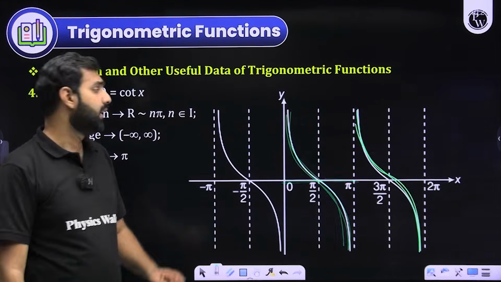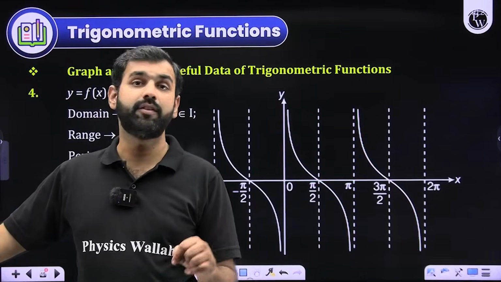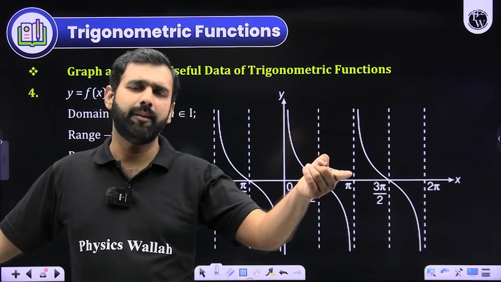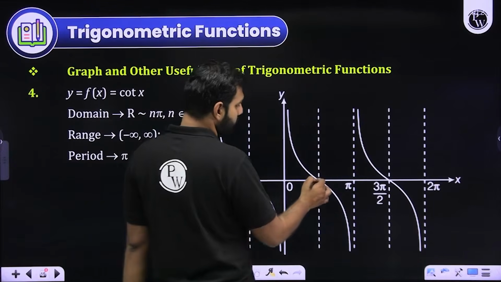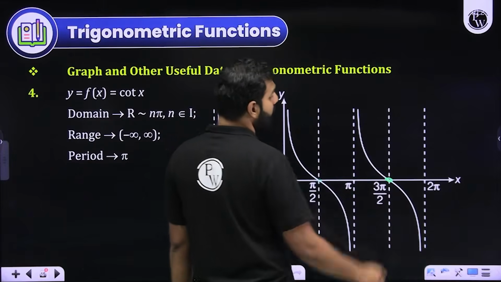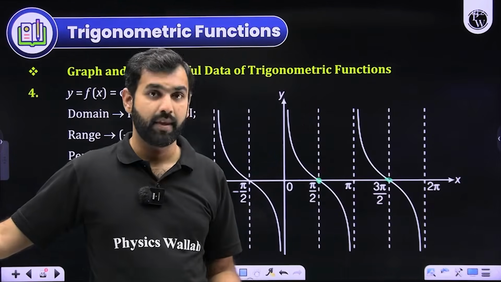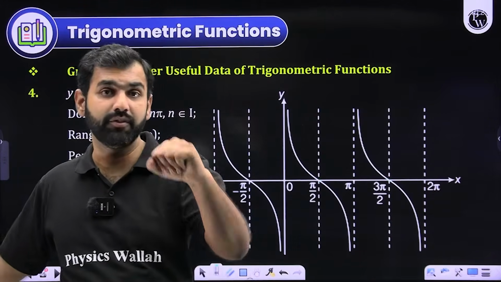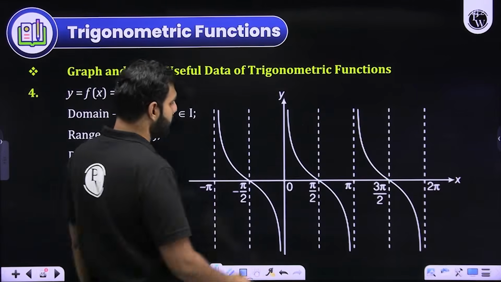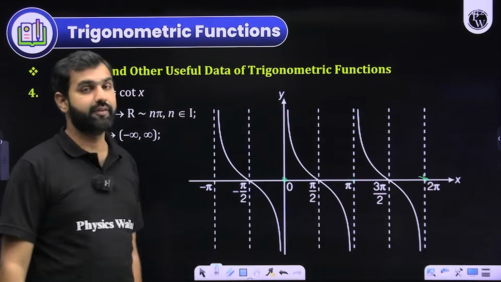Not just that, now you should remember cot x is the reciprocal of tan x, which means cot x should be cos x upon sin x. So whenever cos x becomes 0, cot x will also become 0. So at all the odd multiples of pi by 2, 3 pi by 2, 5 pi by 2, 7 pi by 2, at all these points cot x will be becoming 0. And whenever sin x becomes 0, cot x will be not defined because it is cos x upon sin x. So at all the multiples of pi, for example 0, pi, 2 pi, cot x will be not defined.